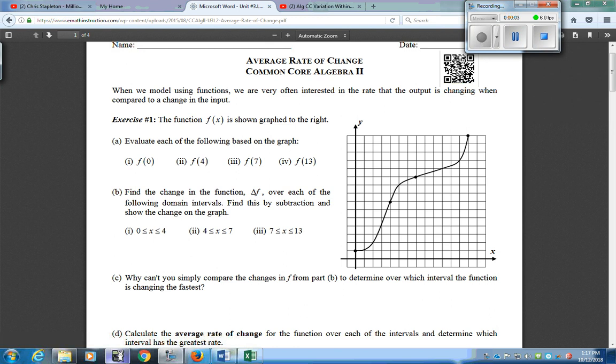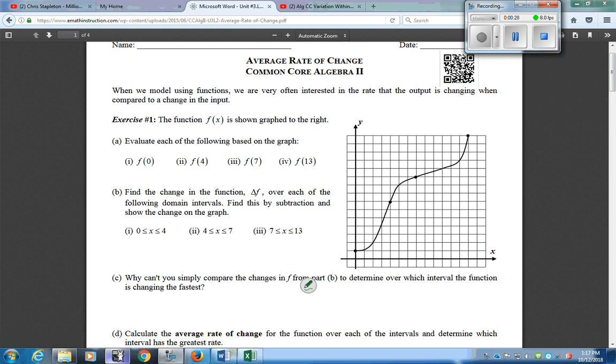Hey guys, we're going to talk about how to find rate of change and average rate of change for different types of functions. It used to be only used for linear functions, but now it's seen and used for all types of functions. And the idea is the greater the rate of change, the steeper the line will look. Not longer, but steeper.